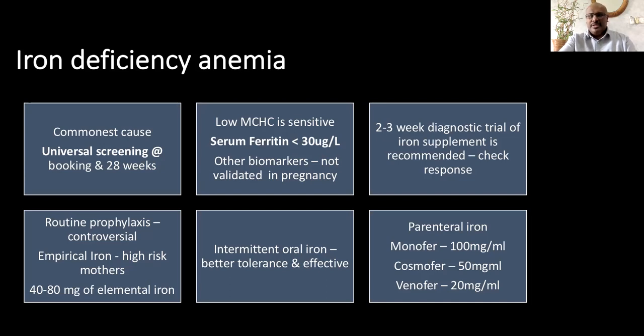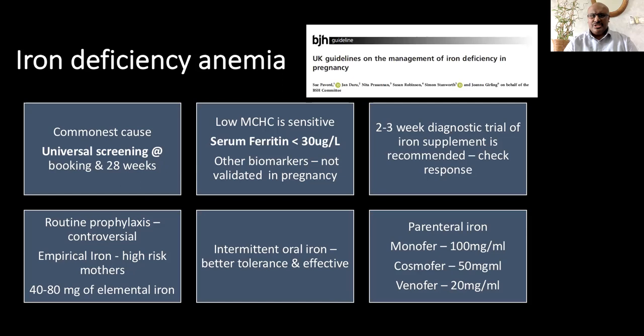But before giving parenteral iron, confirm the diagnosis of iron deficiency anemia, ensure that the ferritin levels are below 30. There are various medications which are available for parenteral route. The newer medications have got higher doses compared to the older doses and types of medications. I'd like to bring your attention to this wonderful guideline which was just published 2 years ago on the UK guidelines in management of iron deficiency anemia in pregnancy.